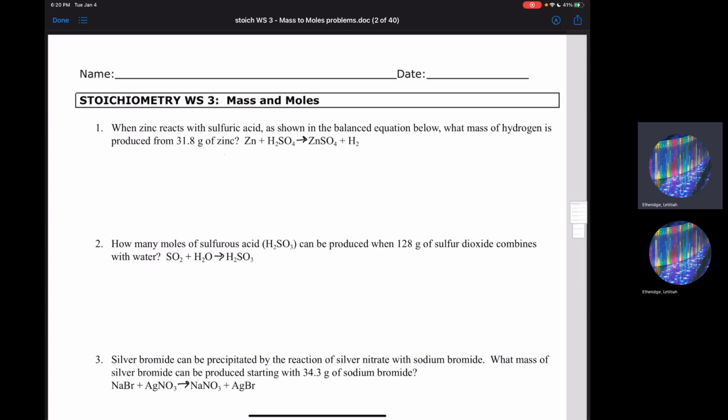So if you take a look at the first problem, it says when zinc reacts with sulfuric acid as shown in the balanced equation below, what mass of hydrogen is produced from grams of zinc? Okay. So now in this equation, we are going from grams of one substance to grams of another substance.